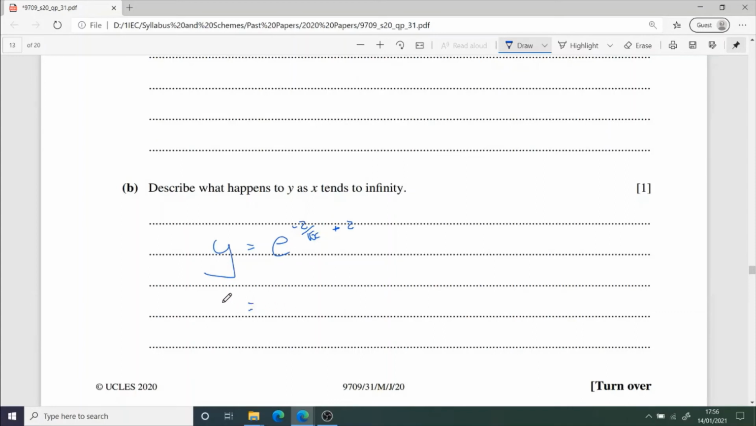So as x tends to infinity, y tends towards e to the power of, well, this is essentially 0 because this becomes a very small number, plus 2 because of this plus 2 here. So we end up with y tending towards e to the power of 2.